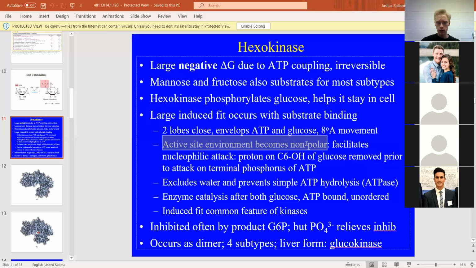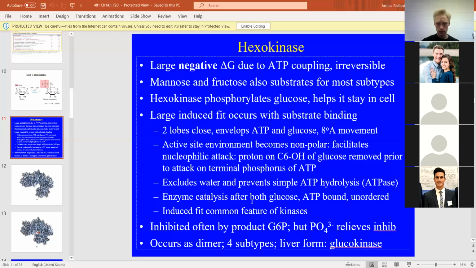So the active site environment becomes nonpolar. Usually sometimes the active site is a little bit polar because it's more on the inside of an enzyme. And of course the cytosol is very aqueous, but in this case, the active site environment becomes nonpolar. And it facilitates a nucleophilic attack. This talks about what's going on with the reaction mechanism. Proton on the 6 carbon removed prior to attack on the terminal phosphorus. So this oxygen group attacks the phosphoryl group of ATP and excludes water and prevents simple ATP hydrolysis. So it prevents ATP from breaking up.